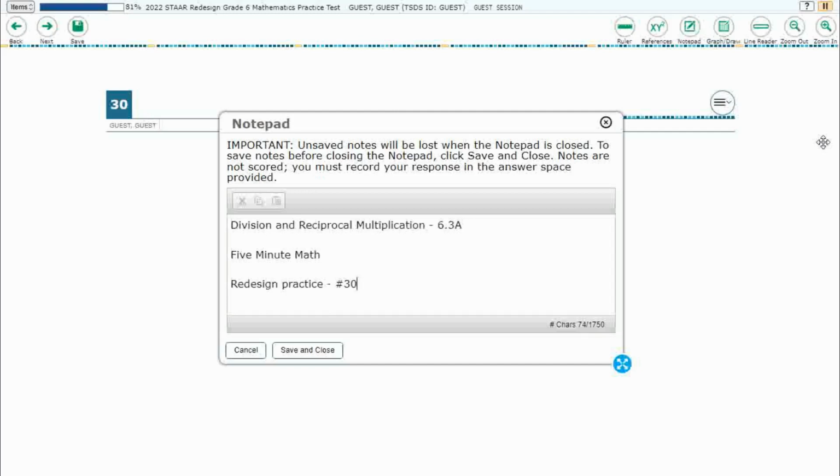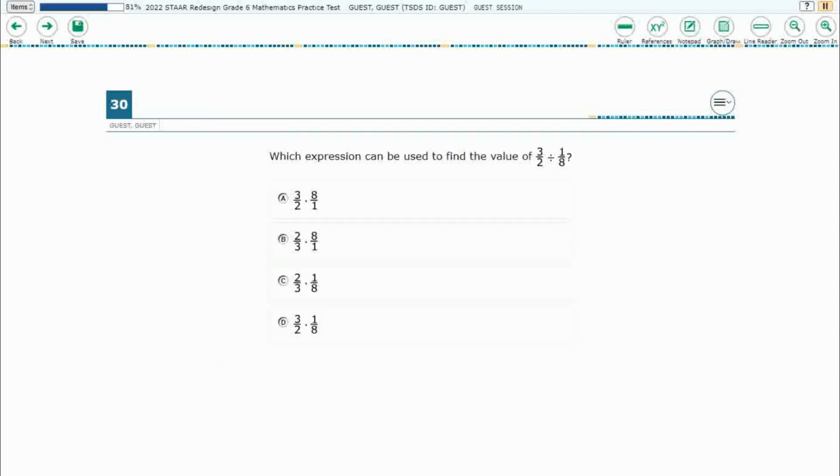Today we are looking at the 6th grade concept of division and reciprocal multiplication. This is standard 6.3a in the great state of Texas, and we are using item number 30 off the Redesign Practice online STAAR test. If you haven't done so already, please go ahead and take a moment to pause the video, work this problem out on your own, unpause it, and we will look at our answers together.